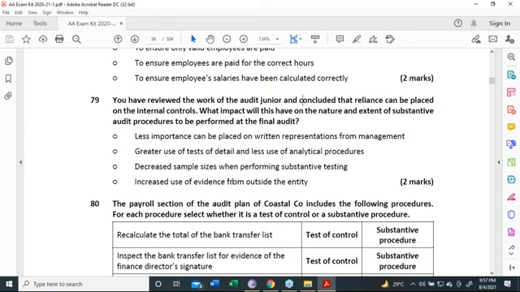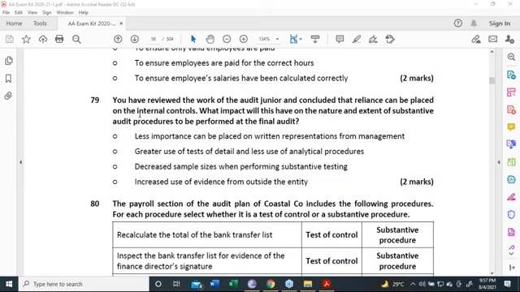Let me give you an option. If the controls are operating effectively, are you not going to perform substantive procedures at all? Are you going to exempt yourself from applying substantive procedures? Are you not going to perform any substantive procedure whatsoever? No, no, no, yes.